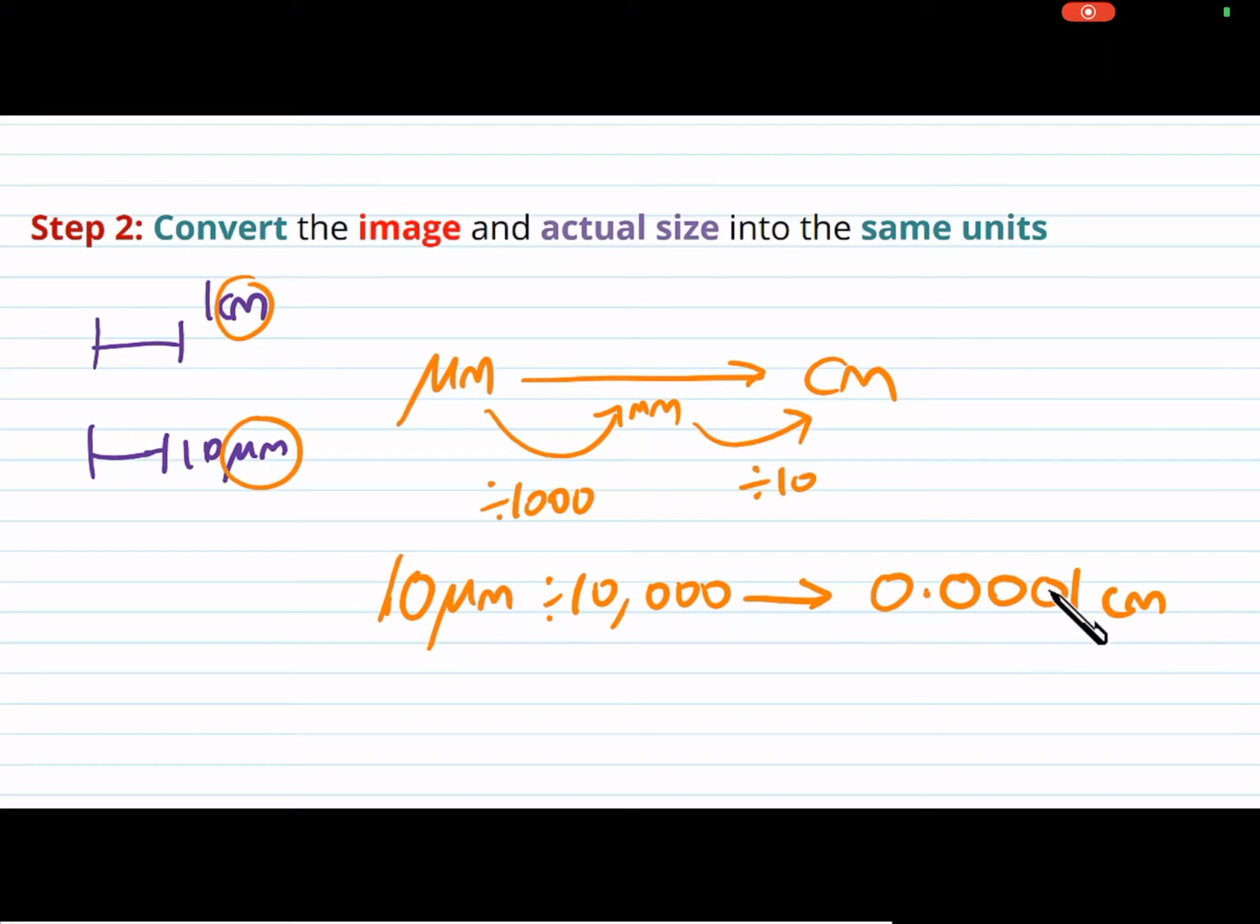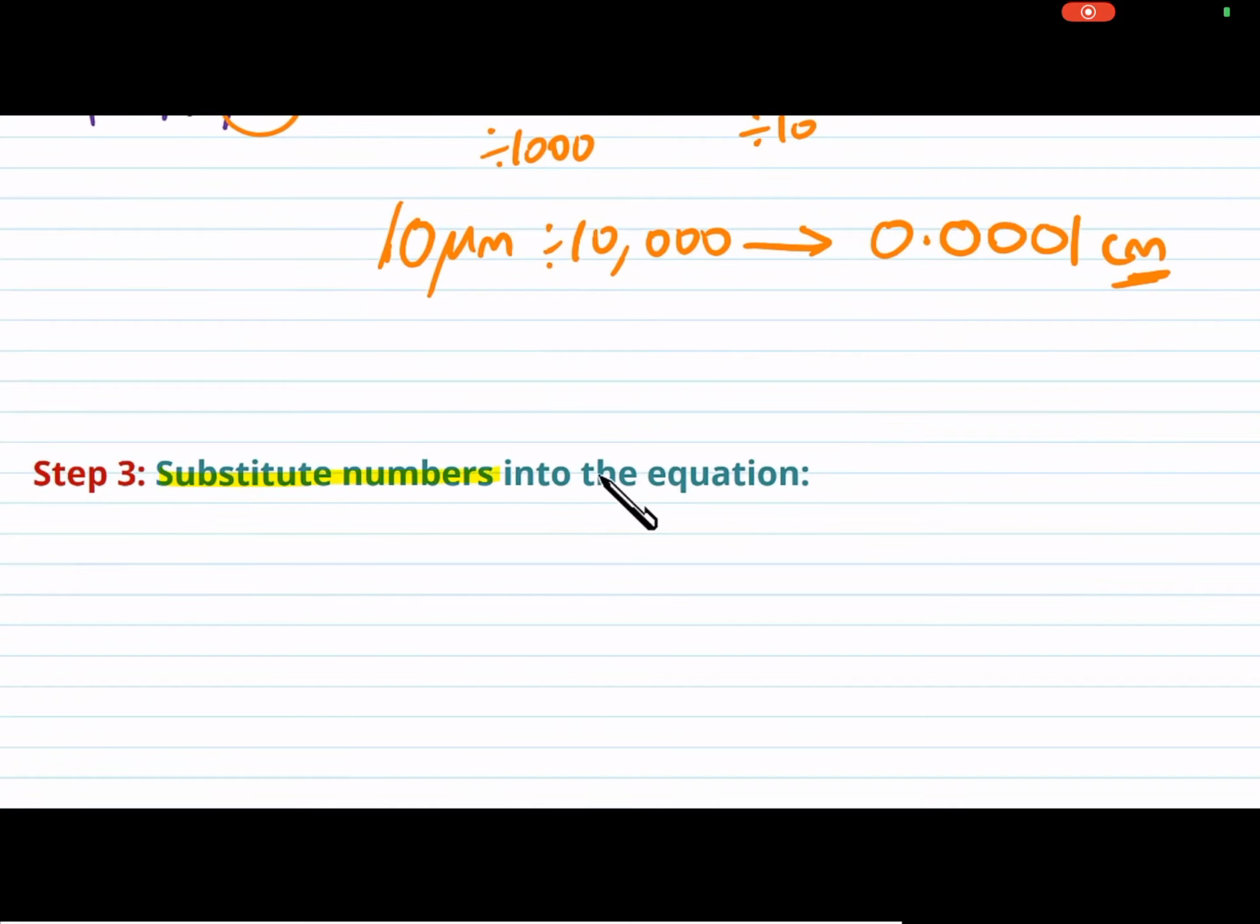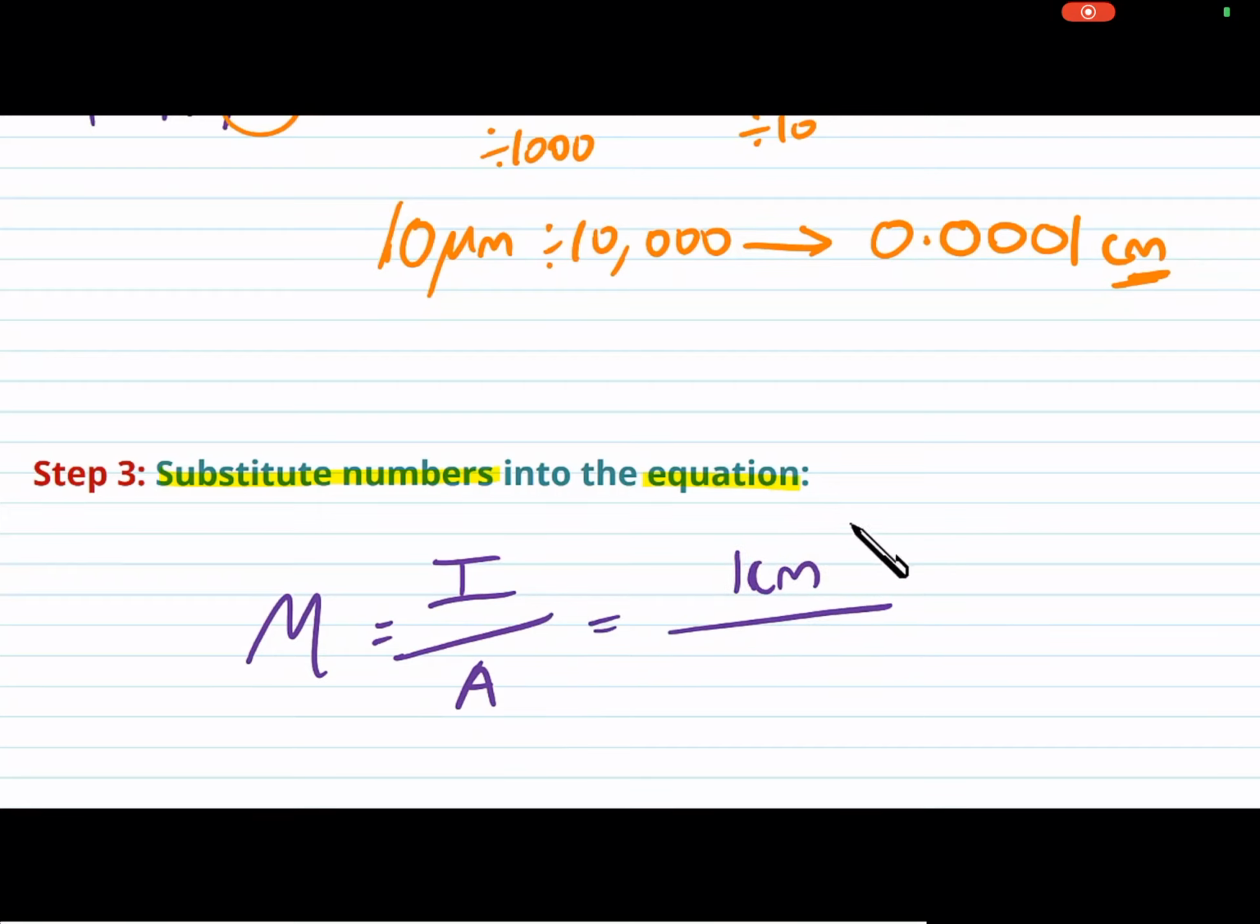Now we've converted them to the same units. Now we can start using them in the formula. So all you do now is substitute the numbers into the equation. So if we're looking for the magnification, remember it's the image size over the actual size. The image size is 1 centimeter, whereas the actual size is 0.0001 centimeter.